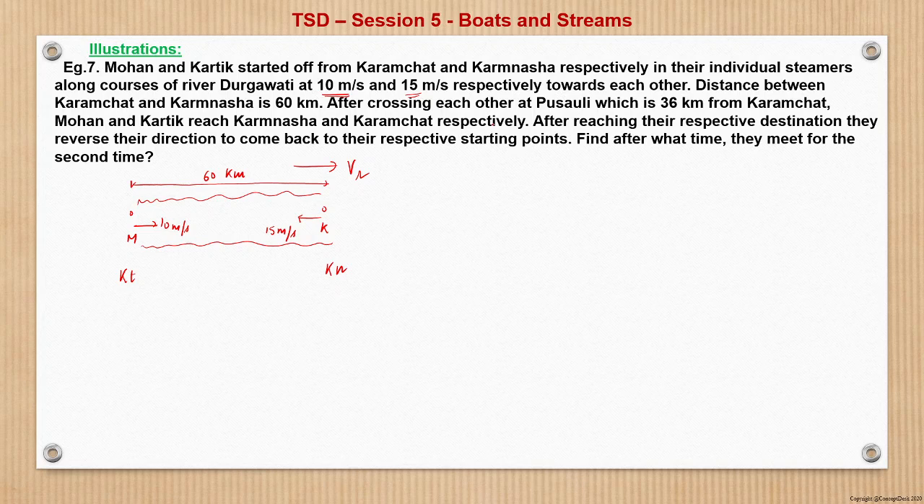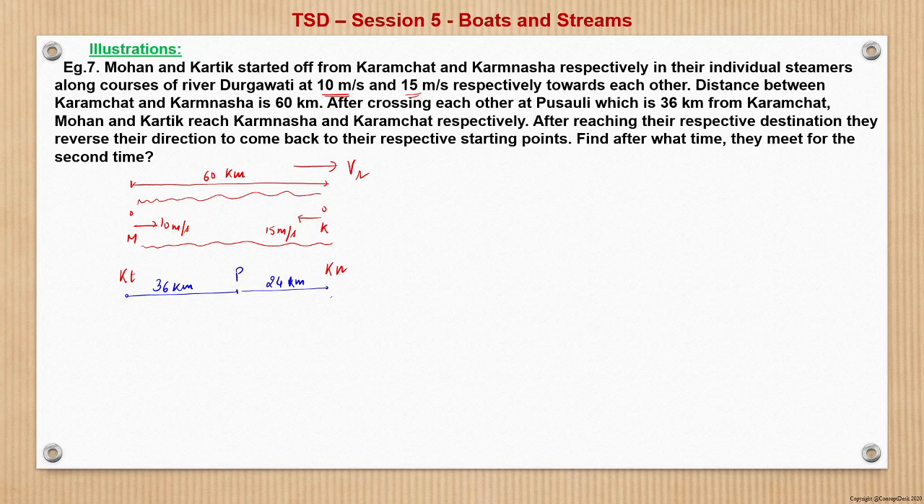After crossing each other at Pusali, which is 36 km from Karamchat. So now what happens? They started from here, and here they meet. Let this point be Pusali P, which is 36 km from here. So it means it is 24 km from Karmnasha. Mohan and Karthik reach the other ends, that is, Mohan reaches Karmnasha and Karthik reaches Karamchat. After reaching their respective destinations, they reverse their direction to come back to the respective starting points. Find after what time they meet for the second time.